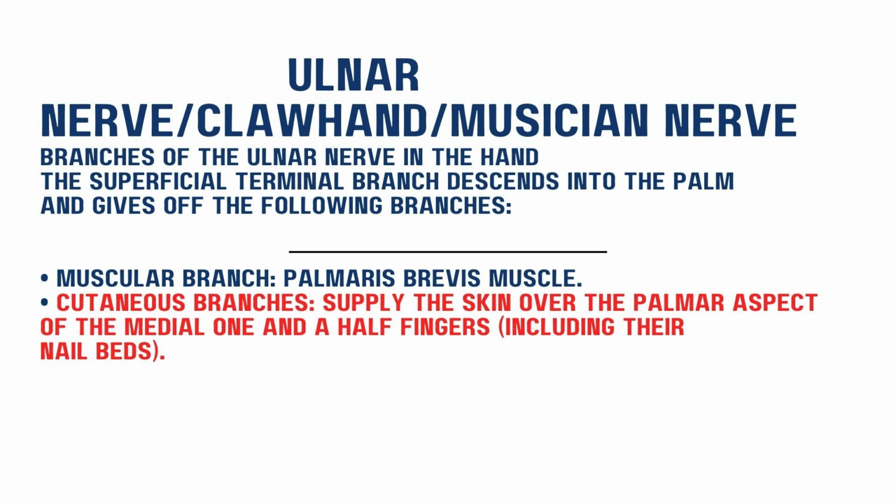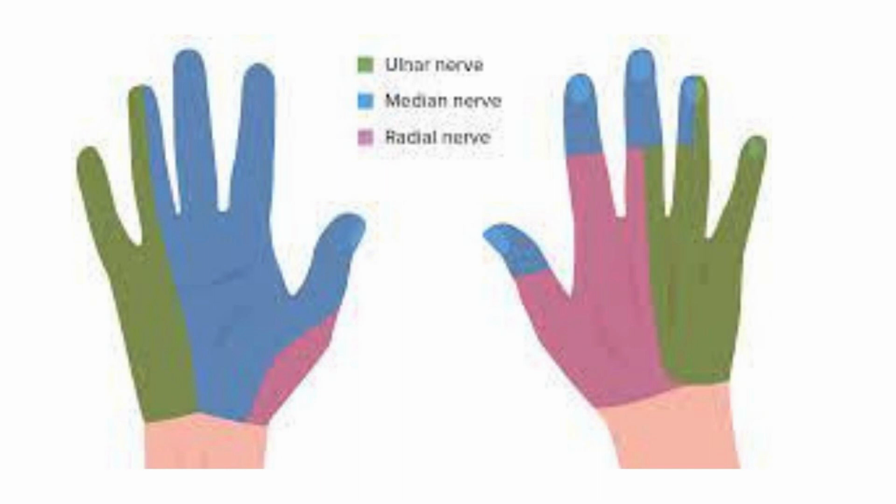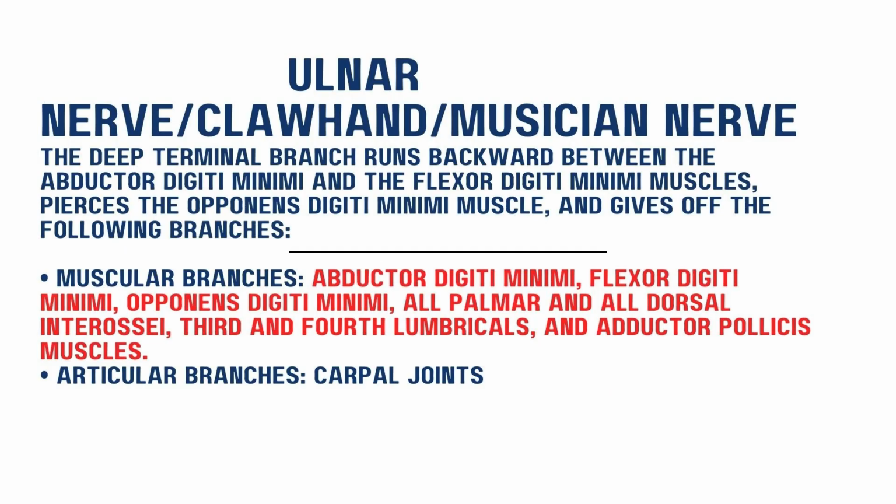So the palmar aspect is supplied by the superficial branch that is present in the hand, whereas when the ulnar nerve gives branches in the forearm, that is going to supply the back of the hand. So this is also important for you to remember. Then if you see the deep terminal branches, they basically give off the following branches which are important for you to remember.